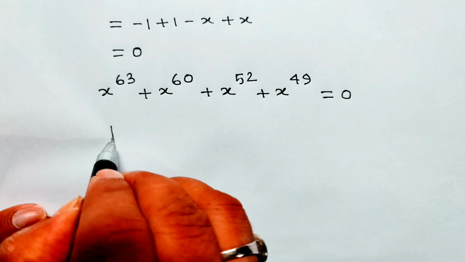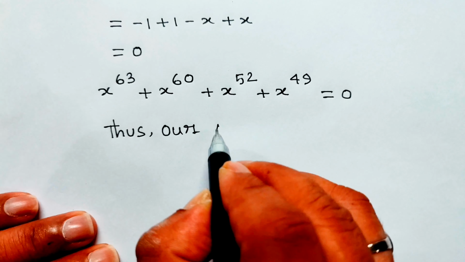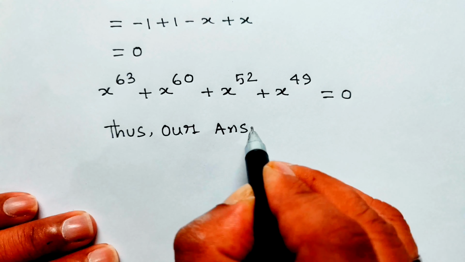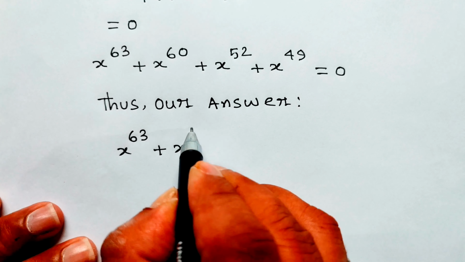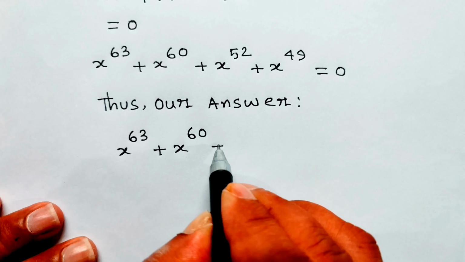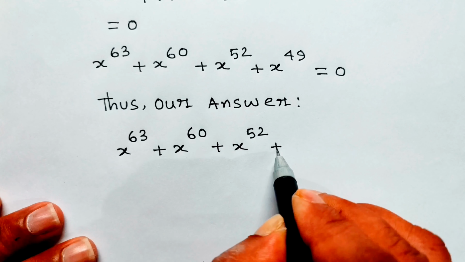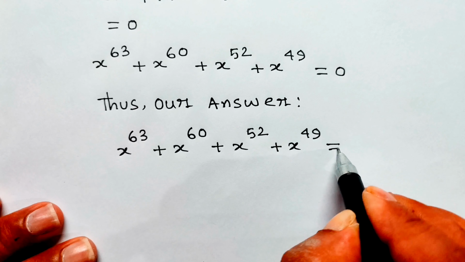Thus our answer: x to the power 63 plus x to the power 60 plus x to the power 52 plus x to the power 49 equals 0.